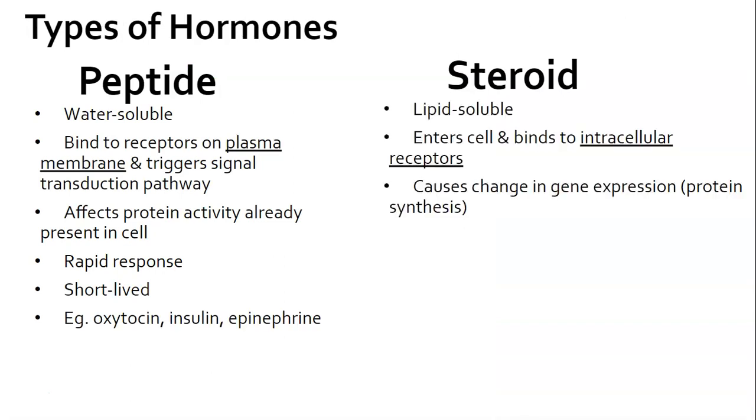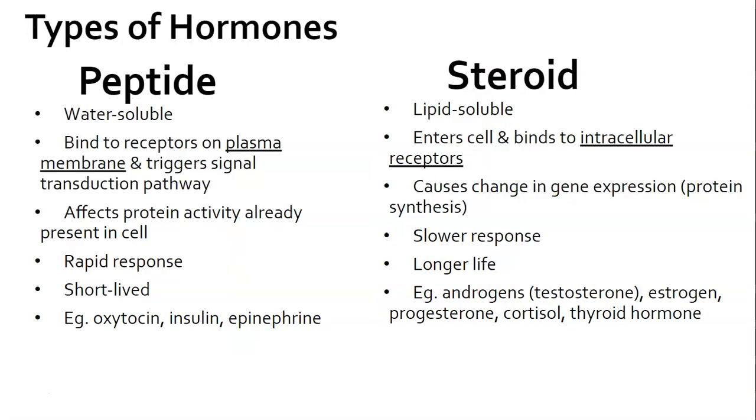When we're talking about hormones, there's two different types: peptide hormones and steroid hormones. Peptide hormones are water-soluble, meaning that they are hydrophilic or polar. Because of this, they go through binding of receptors on the plasma membrane. So this is where your G protein coupled receptors come into play. Because they signal a transduction pathway, they are usually just changing protein activity that's already in the cell, in the cytoplasm. So it's a really quick response, but it's short-lived. It only works on the proteins that are in the cytoplasm at the time. That includes things like oxytocin, insulin, epinephrine.